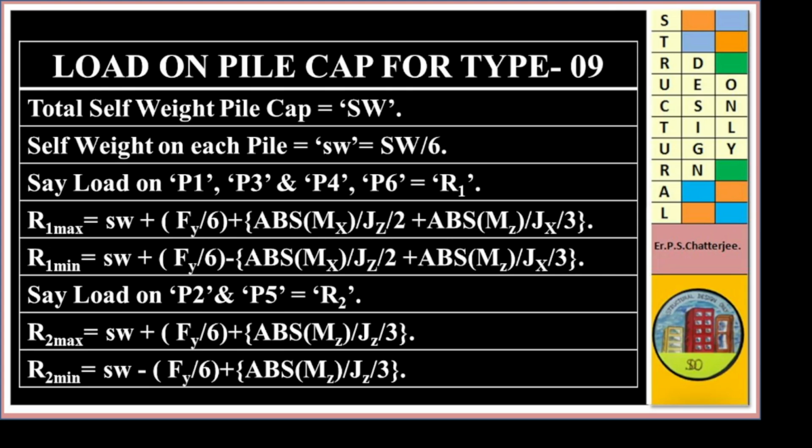Say load on P2 and P5 is equal to R2. R2 max is equal to small sw plus Fy by 6 plus absolute Mz by Zz divided by 3. R2 minimum is equal to small sw minus Fy by 6 plus absolute Mz divided by Zz divided by 3.